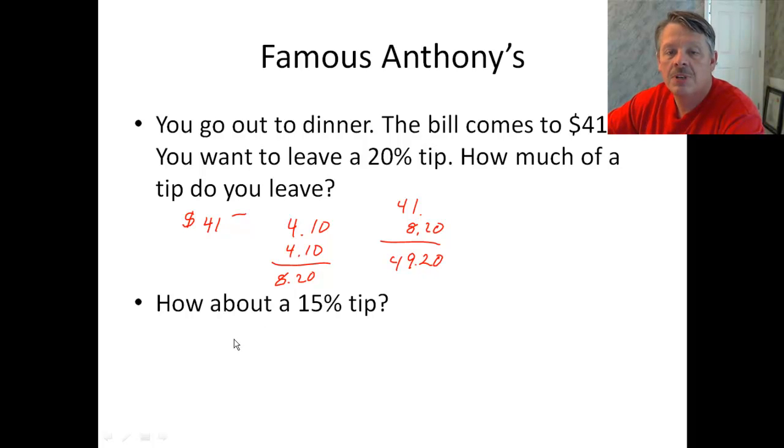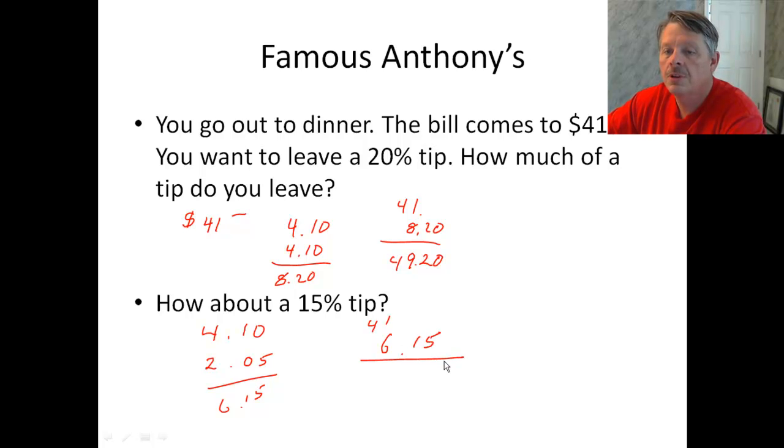Again, pause the video, see if you can do that. Okay, well I know that 10% is $4.10. 5% is half of that, so it's $2.05. So that's $6.15. If I take that $6.15 and add it to $41, you'll see that it is $47.15. Okay, guys, you should be able to do this, and frankly, you should be able to do it in your head without a calculator, without tip stuff on your cell phone. You should be able to figure it out on your own.